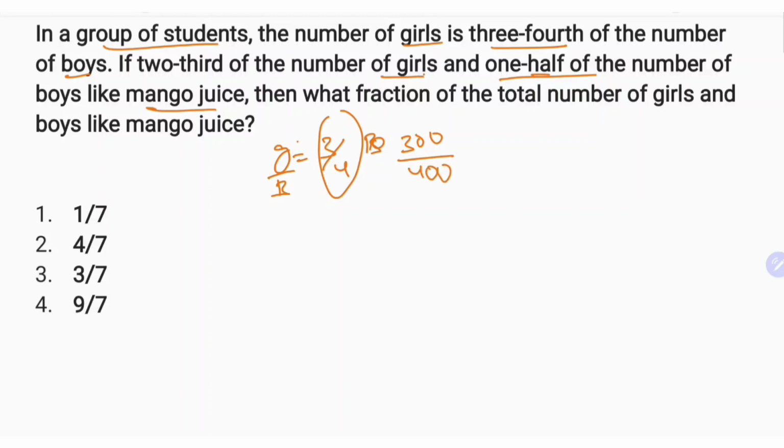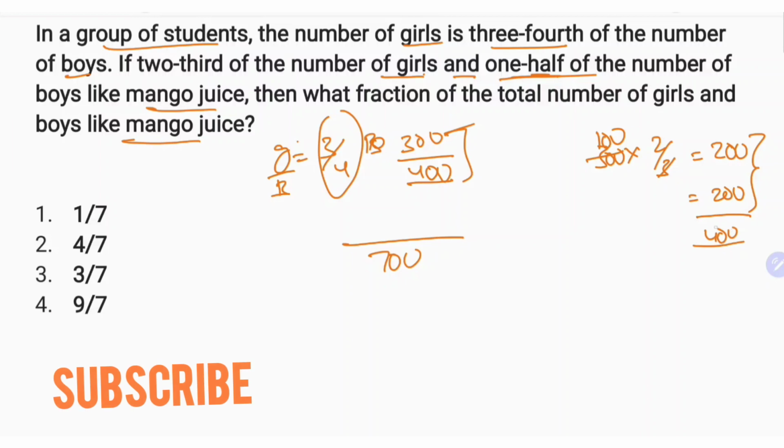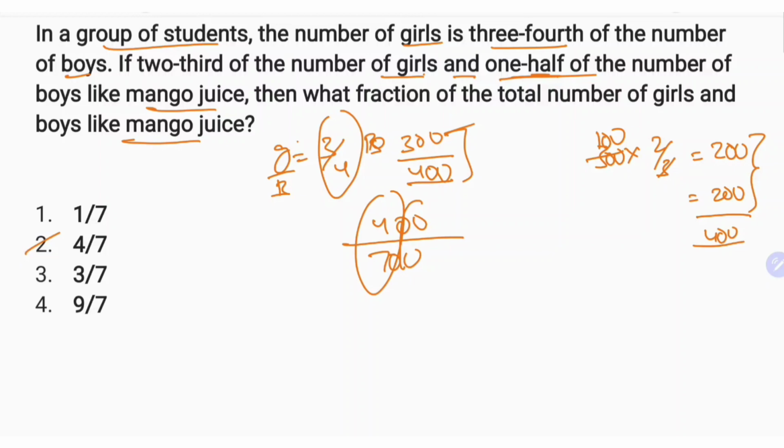2/3 of the number of girls, it is 300. In this, 2/3 means 200, and one half of the number of boys, half of 400 means 200, like mango juice. Then what is the fraction of the total number of girls and boys who like mango juice? Boys and girls who like mango juice is 400. Here it is asking for the total fraction. Total how many boys and girls? 700. Boys and girls who like juice? 400. 4 by 7. Clear?